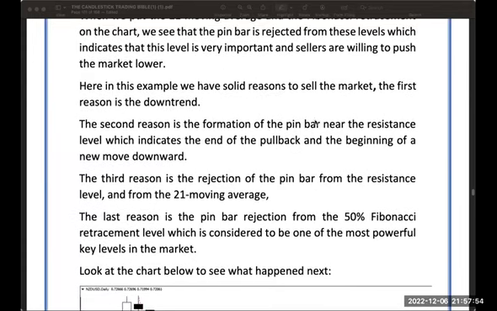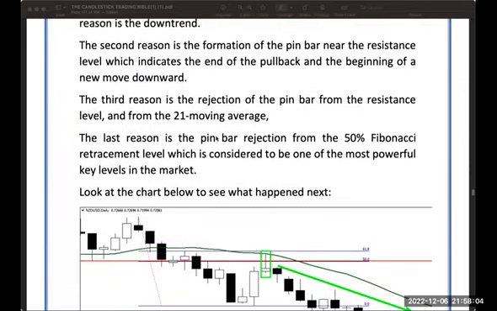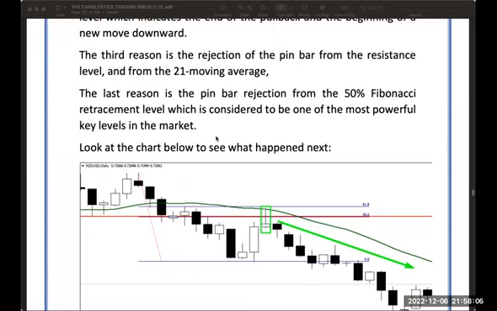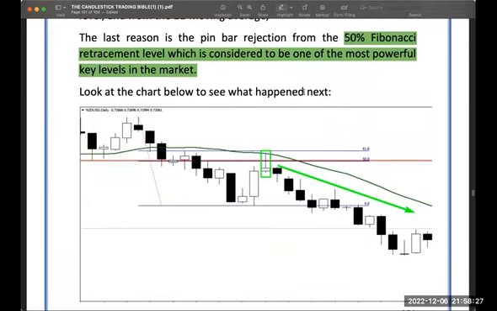Second reason is the formation of the pin bar near the resistance level, which indicates the end of the pullback and the beginning of a new move downward. The third reason is the rejection of the pin bar from the resistance level from the 21 moving average. The last reason is the pin bar rejection from the 50% Fibonacci retracement level, which is considered to be one of the most powerful key levels in the market. Look at the chart below to see what happened next.